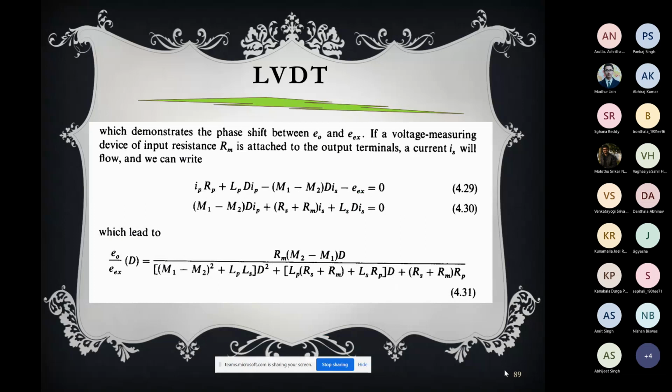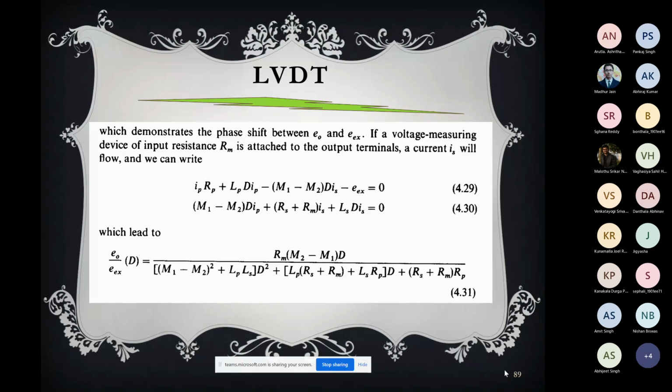As it has one zero at origin, at very low frequency, if the excitation frequency omega of EX is very low, you will get plus 90 degree phase shift. If omega of EX is very high, you will get minus 90 degree phase shift, and we as a user want zero phase shift. So in between, at some frequency, you will have zero phase shift, and you have to take that frequency as the excitation voltage frequency. So the user has to select such an excitation frequency so that the phase shift effect will be 0.